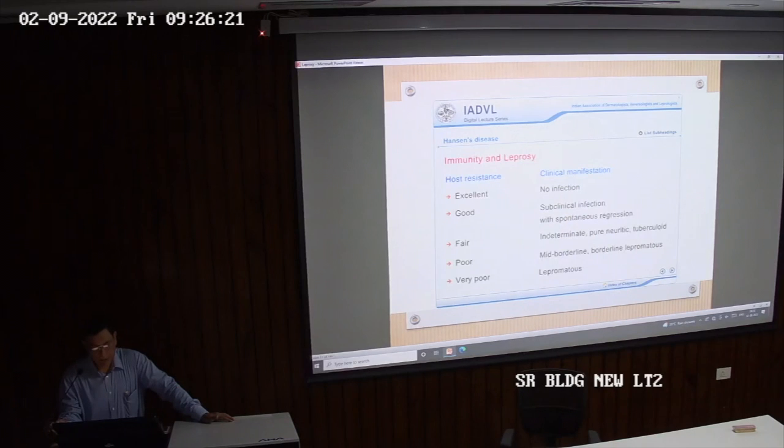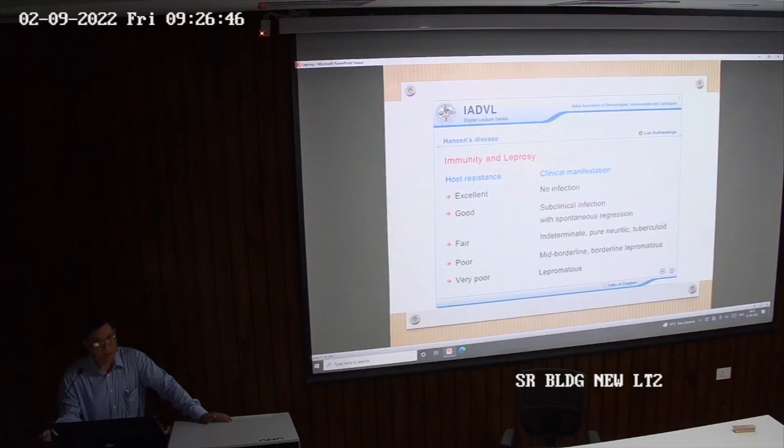Immunity and leprosy is the most important topic. We see leprosy in day-to-day practice, but not all in the family are affected. If host immunity is excellent, he or she will have no infection at all. Good immunity may have subclinical infection. Fair immunity may lead to indeterminate, pure neuritic and tuberculoid leprosy. These are the types of leprosy we'll discuss.